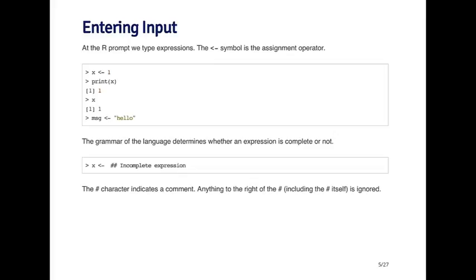So the grammar of the language determines whether an expression is syntactically correct or not, or whether it's complete. For example, if I just type x followed by the assignment operator and I don't type anything else, that's not a complete expression. And so when I hit enter, nothing will happen because it's waiting for the expression to be completed. The other thing I've got here is this hash symbol. It indicates that everything to the right of that is a comment. And so the R engine will ignore anything that happens to the right of that symbol. So you can put things like comments or notes to yourself in code, and R will just ignore those comments.